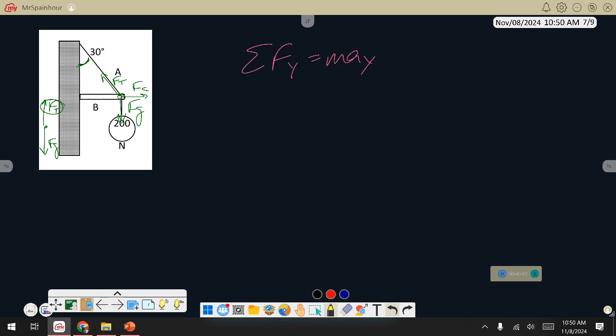All right, sum of forces in the y. Is it accelerating in the y? No, it's not. What are the sum of forces in the y? See if you can't do that on your own in 30 seconds. Write that equation down.